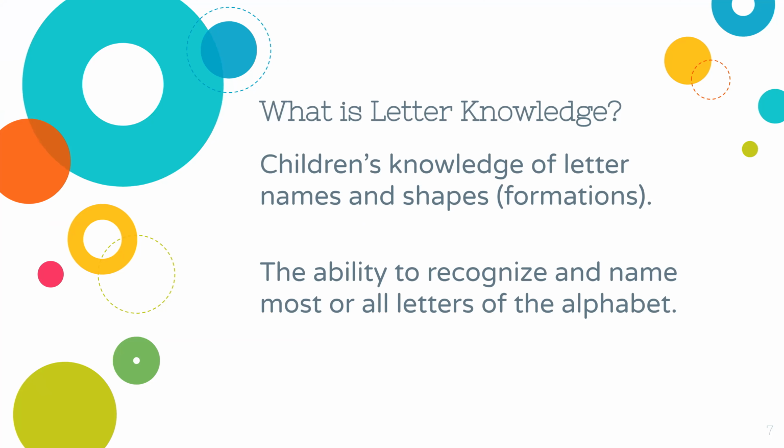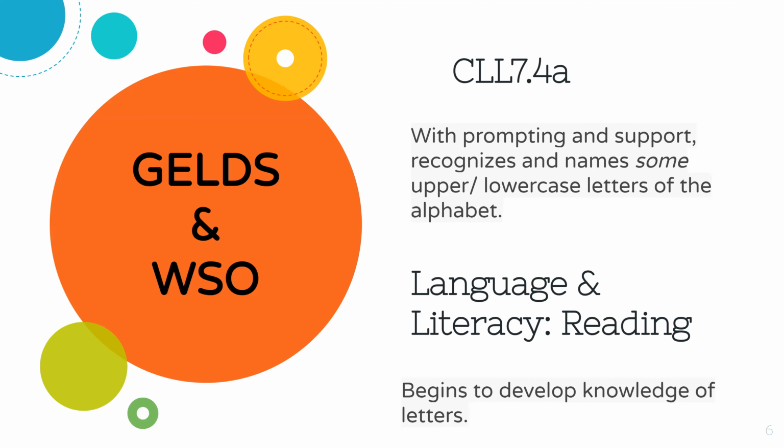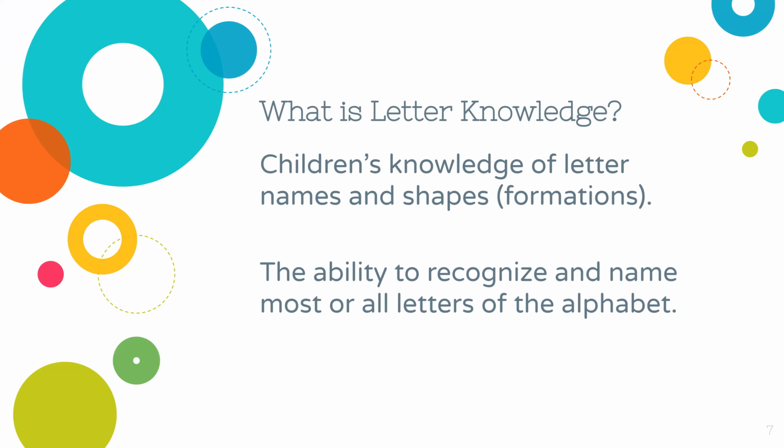Now, the standard we just looked at said some letters of the alphabet, and the WSO indicator says begins to develop knowledge of letters. So keep that in mind. You don't need to have every child proficient on all 26 upper and lowercase letters of the alphabet. That is a very good goal to have for each child, but the realistic expectation is for Pre-K children to be able to recognize and name some or most of the letters of the alphabet before going to kindergarten.